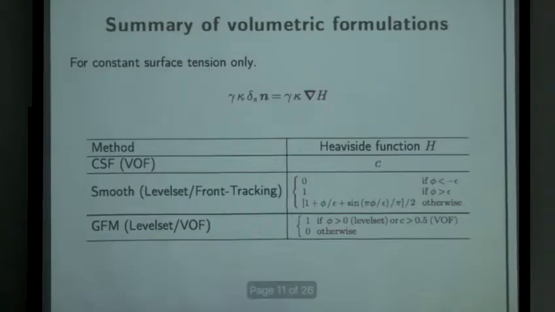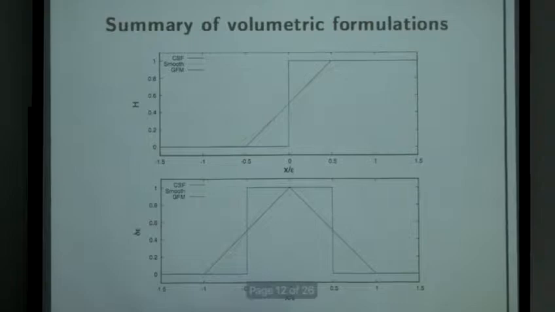Okay. So I just gave a summary. That's the summary of the various methods, right? It's more interesting to see it graphically. So graphically, it looks like that. If you look at the Heaviside function at the top, you see indeed the GFM looks sharp. It looks like it's a sharp jump.